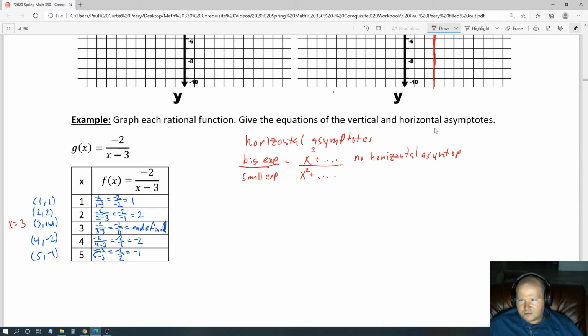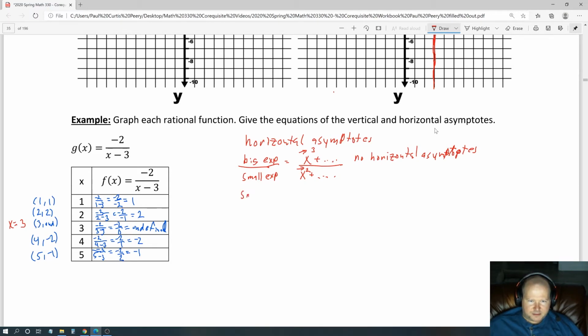So what you do is you compare the exponent, the largest exponent on top to the largest exponent on the bottom. If you have a larger exponent on top and a smaller one on the bottom, there is no horizontal asymptote. Okay? Now let's flip it.